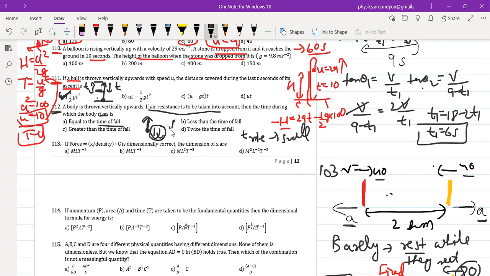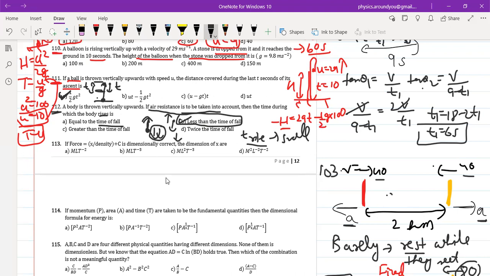But while coming down, air resistance is up, whereas weight is acting down. The brakes aren't so hard while it is coming down. But here, definitely the brakes are very, very strong. So the time of rise is small compared to the time of descent, so it is less than the time of fall.